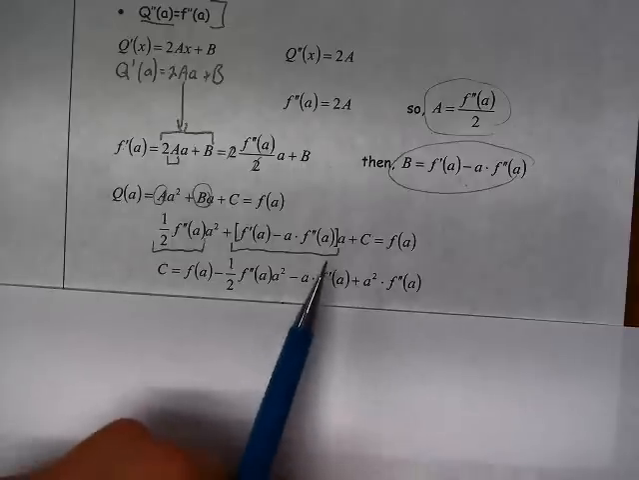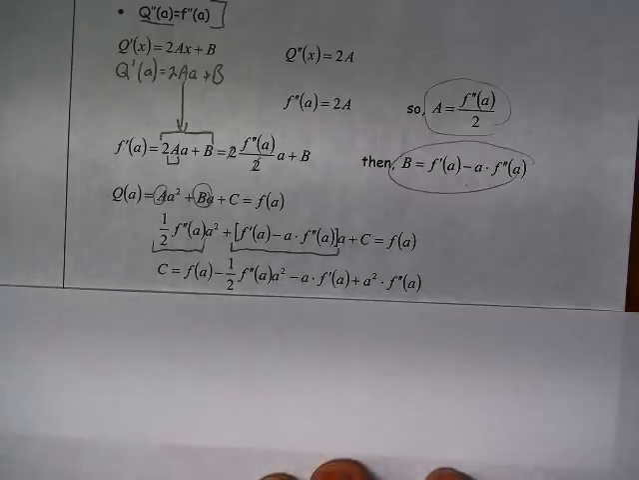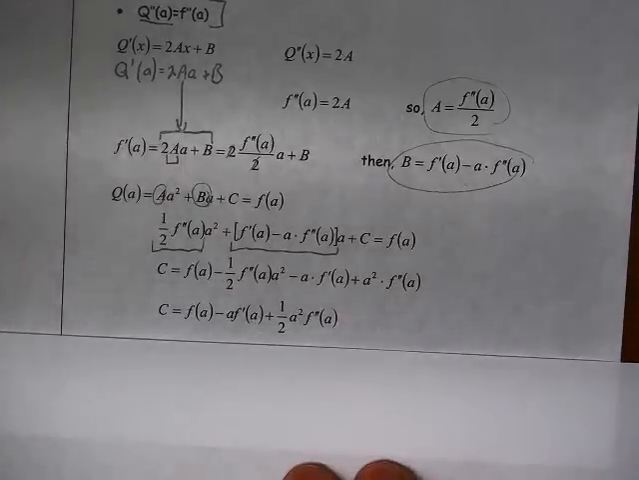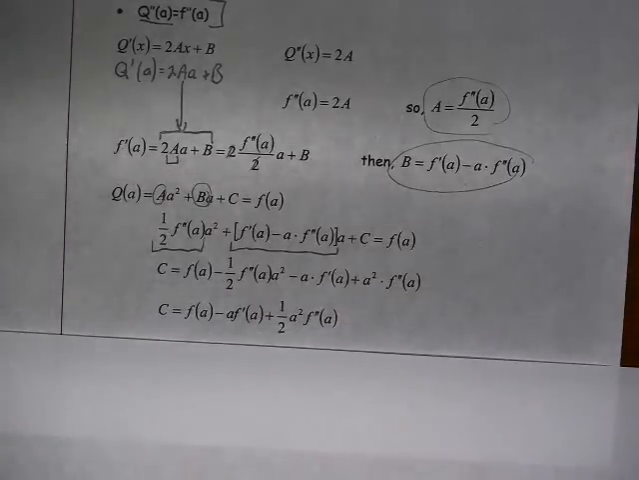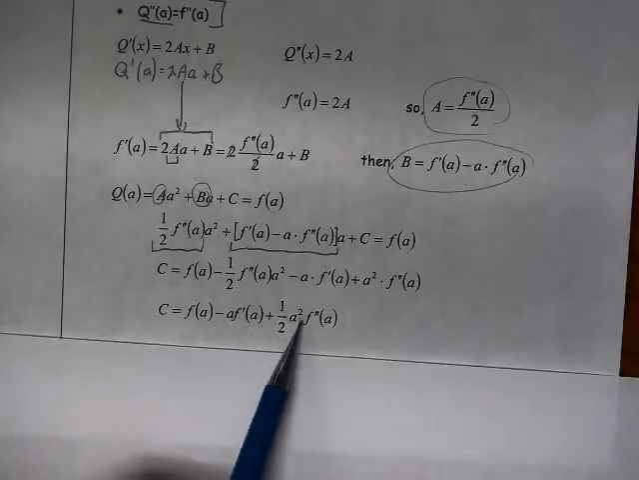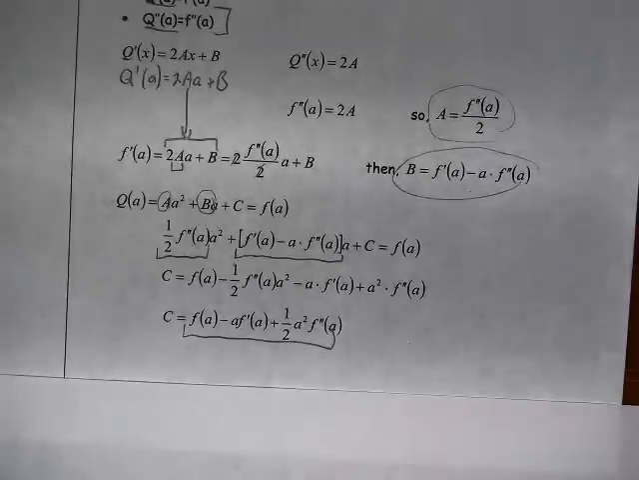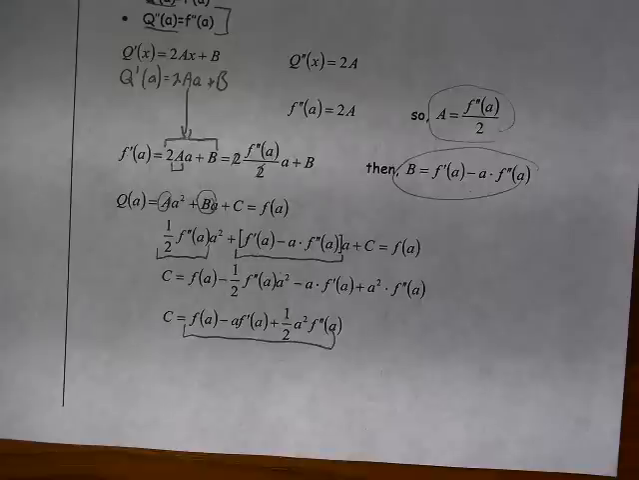And notice here that I have distributed this a. And then I can clean that up a little bit. So I get C equals f of a minus a f prime of a plus 1/2 a squared f double prime of a. So this is C. So I have my a, b, and c terms. Right now they look pretty complicated, but we're going to see that it's not quite as bad as it may initially appear.